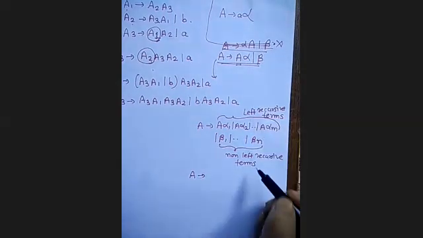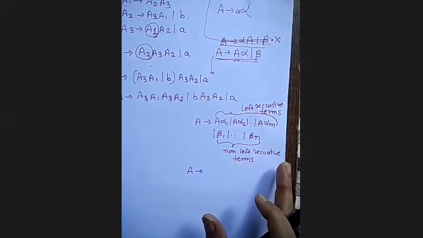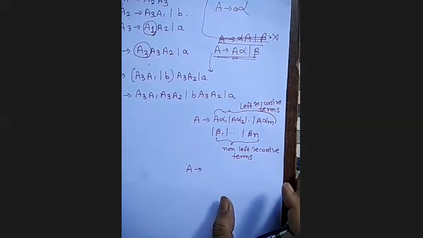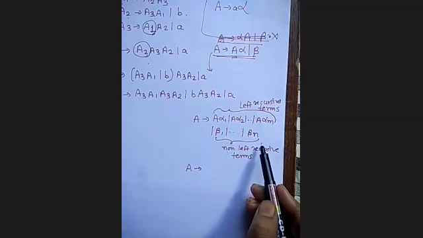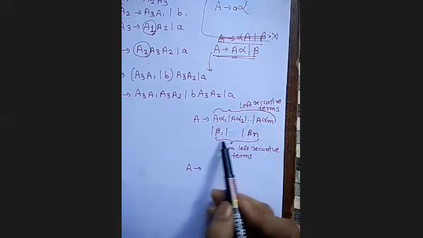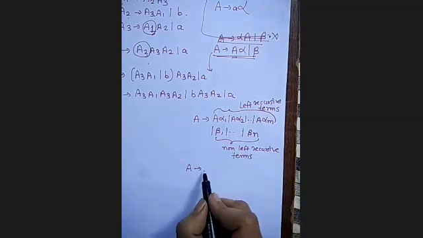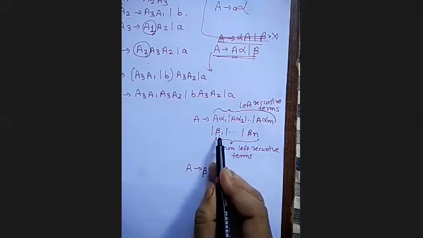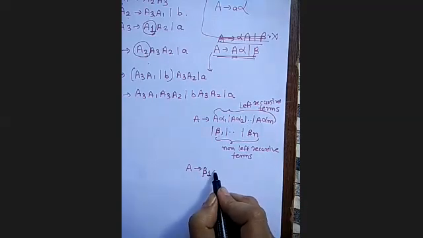If this is your grammar, we have to add a new non-terminal. Here I am going to add the new non-terminal. Alpha 1, alpha 2, alpha m, beta 1 to beta n are the sentential forms. Each non-left recursive term, beta 1 to beta n, means what? Each of these is followed by a new non-terminal.